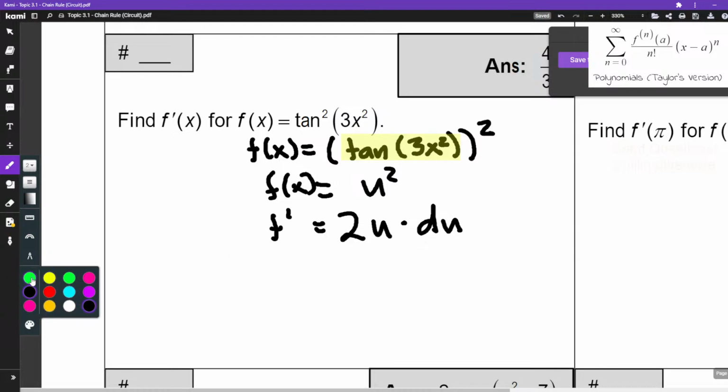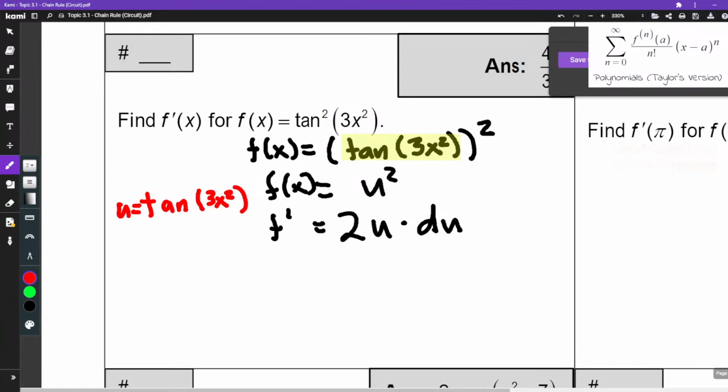The question is, do we know what u is though? So we have to ask ourselves, okay, we know what u is, it's this, but we know du, we don't know what that is. So we have u is equal to tangent of 3x squared. But the thing is, this problem would be a whole lot easier if 3x squared wasn't there. So I'm just going to replace it. So u is equal to tangent of v.